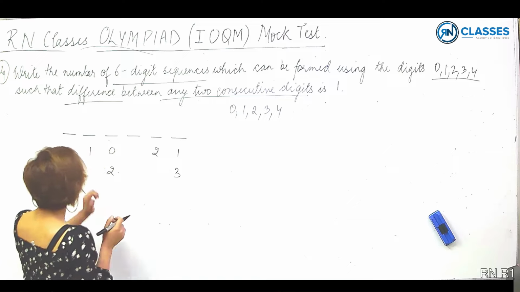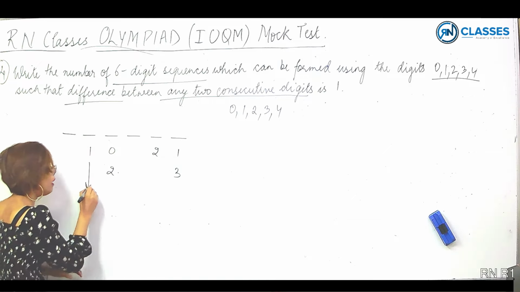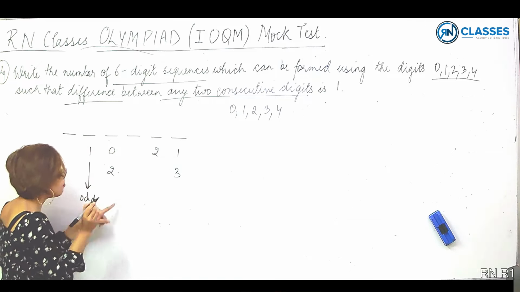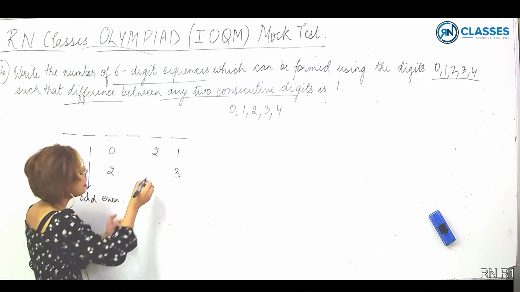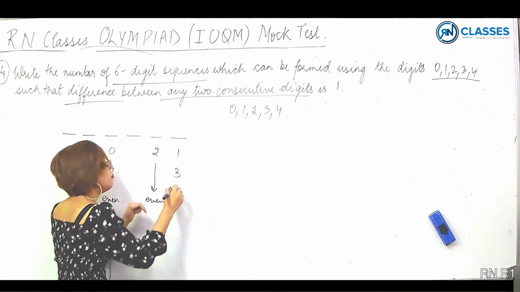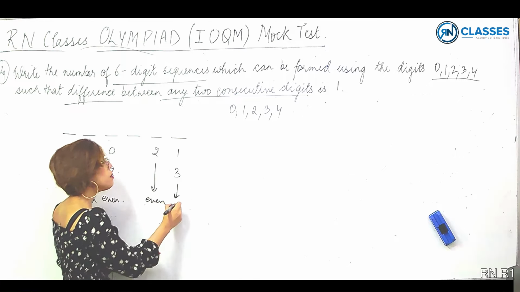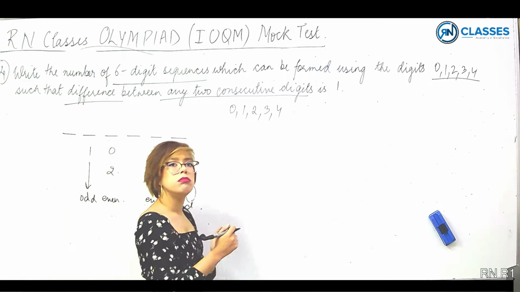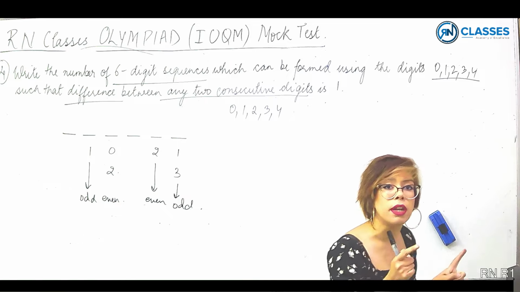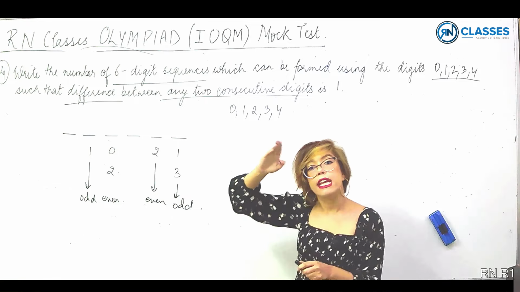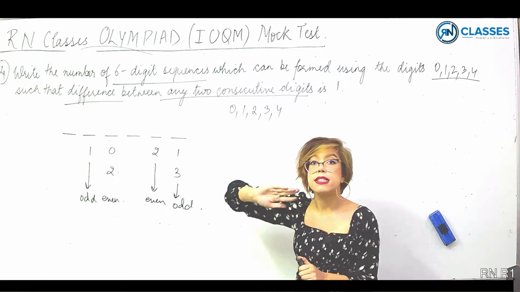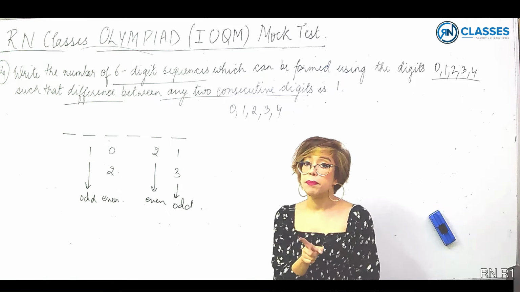Now, if I look carefully, if I'm taking an odd number over here, the next number has to be even. And if I'm taking an even number over here, the next number, or the number previous to it, has to be odd. Since the difference is 1, I have to make sure that it goes odd, even, odd, even. The alternating pattern is there because the difference is 1.